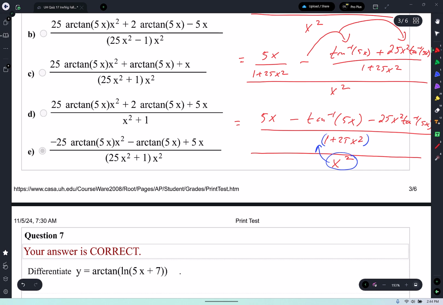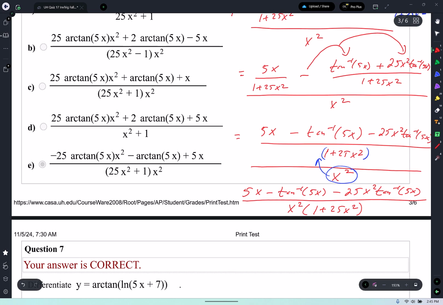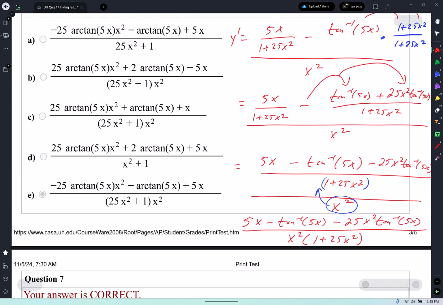So here's my final answer. 5x minus arctan of 5x minus 25x squared arctan of 5x, all this is over x squared times parenthesis 1 plus 25x squared close. I look for that answer, and it is in there. Just pay attention to these negatives here. That's a negative 25x squared. That's a minus, and that one's a positive. So here it is.